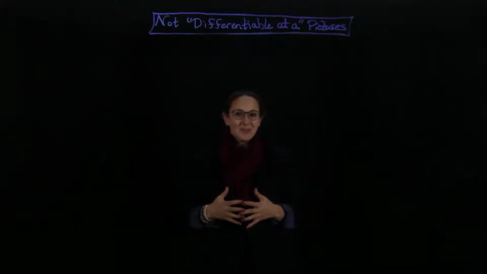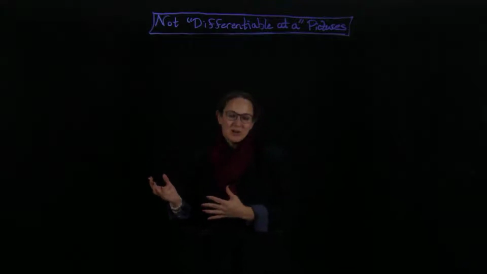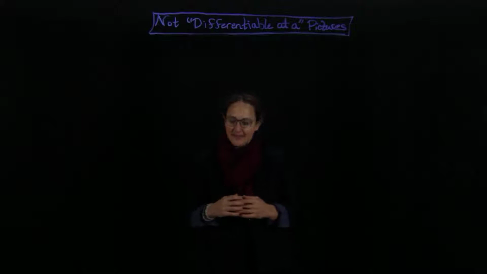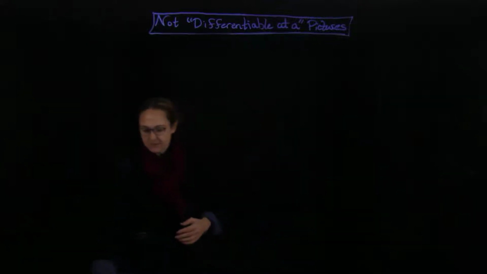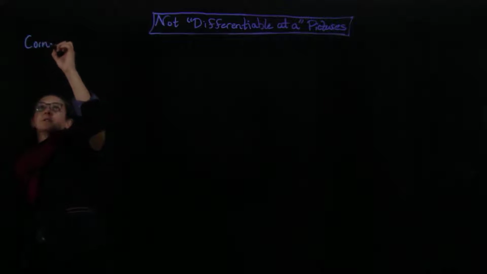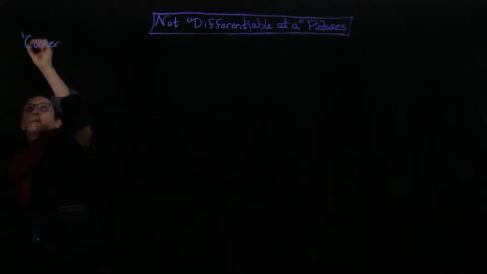Welcome. In this lecture, I want to give you some pictures of what it can look like when a function is not differentiable at a particular value a. So the first one that we're going to do is we're going to look at a corner. It's called a corner. It's just the terminology for it.